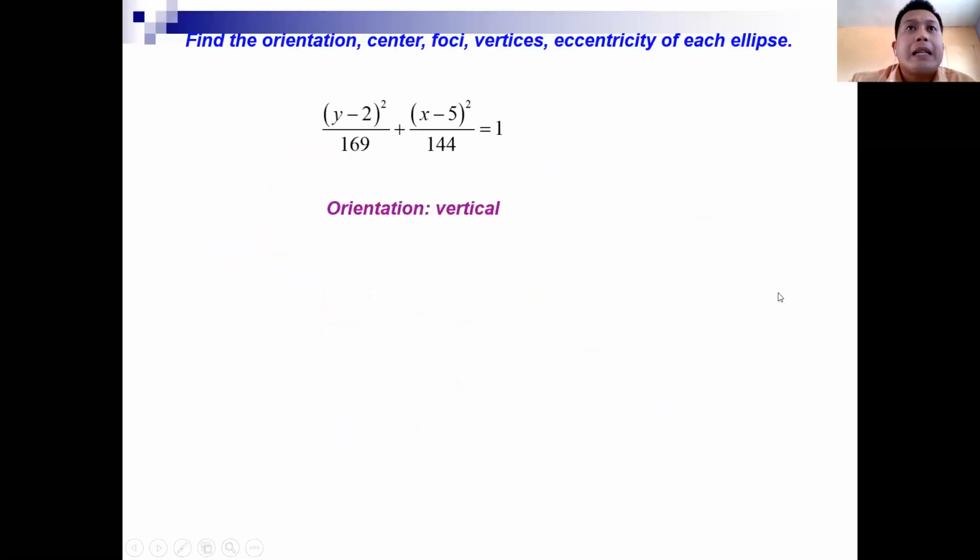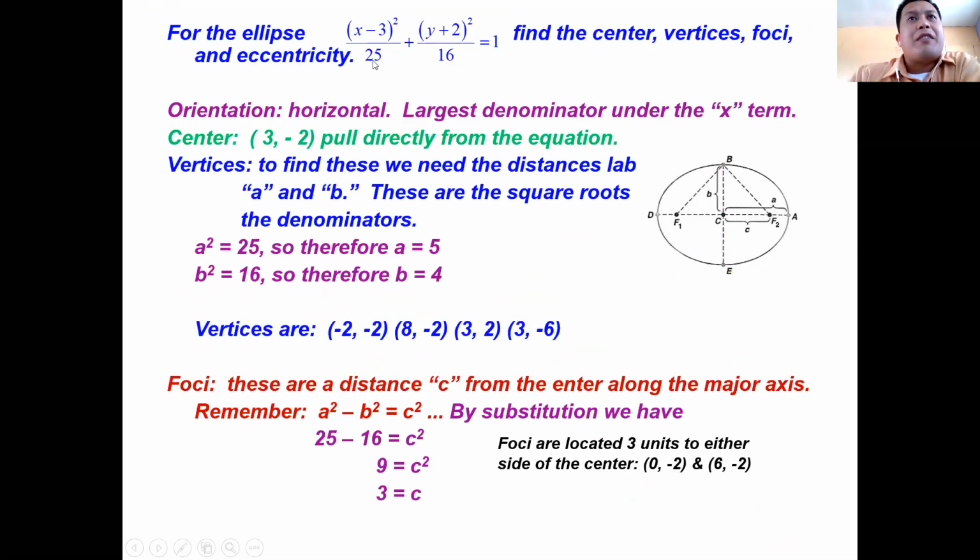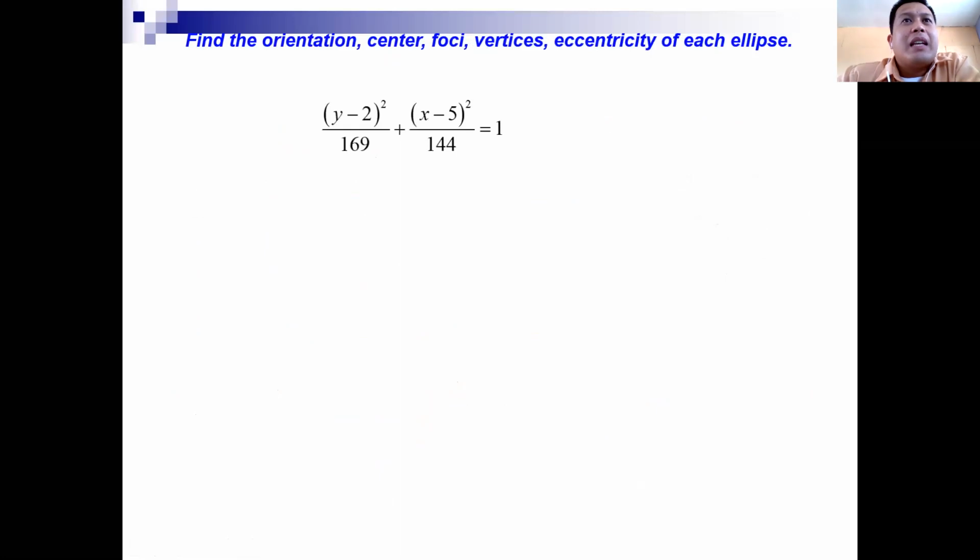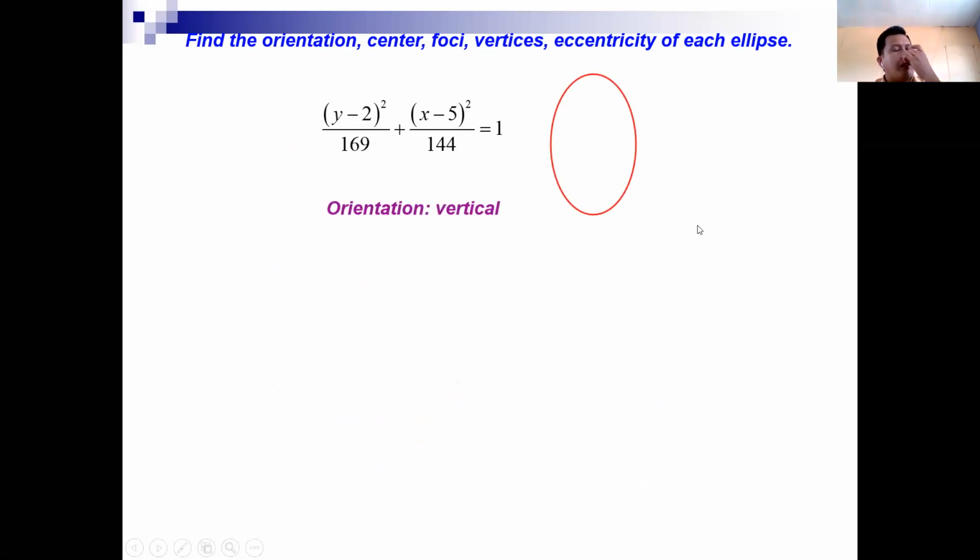Okay, this one, class. This orientation now is different from the previous problem. The orientation here, class, is that 25 is the denominator of x, and 25 is way bigger than 16, so therefore this is a horizontal graph. In the next example, the values are 169 and 144. Comparing the two values, obviously 169 is bigger than 144. Therefore, this is your A. And if this is your A as a denominator of y, then your graph is a vertical ellipse. Okay? So this is a vertical orientation.